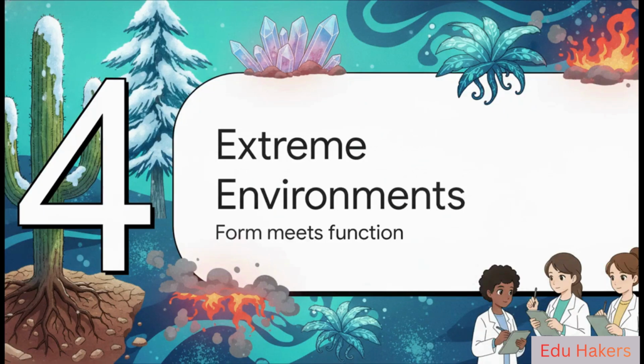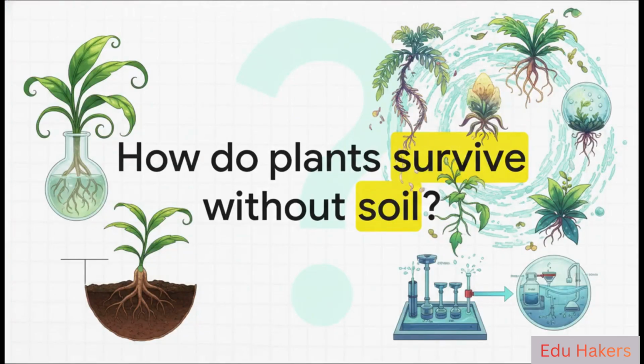Which brings us to Section 4, Plants in Extreme Environments. This is where form meets extreme function. It's a pretty fascinating question, isn't it? I mean, we're all taught from a very young age that plants absolutely need dirt to survive. Roots go in the ground, shoots go up in the air. Simple, right? But what happens when a plant abandons the ground entirely?